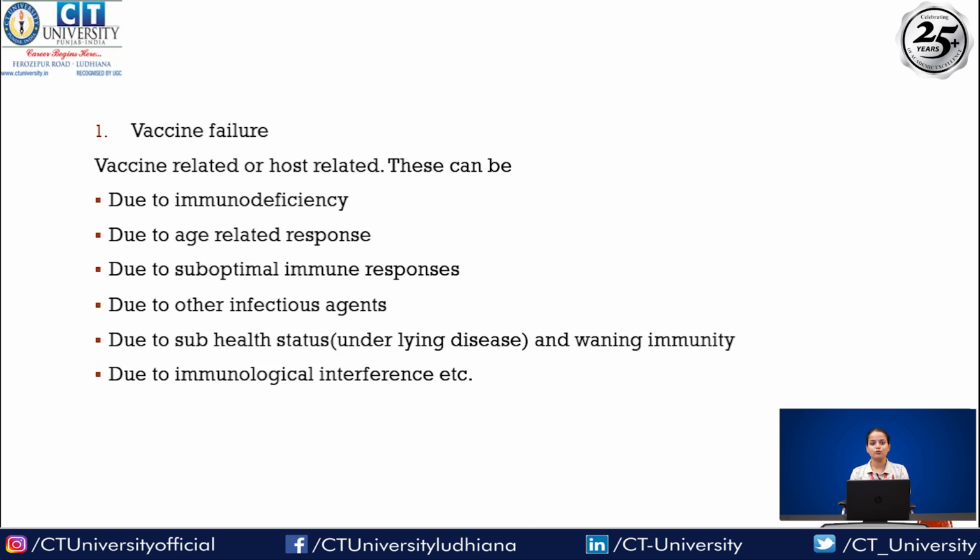There are age-related responses also, because in old age people, there is very little action exerted by a vaccine, because several factors come with growing age, and the organs start diminishing their action, so that could be the reason. Third is due to suboptimal immune response, where your body is not exerting an optimum response towards that vaccine. Then next is due to other infectious agents. Maybe if you are taking the vaccine, there are some infectious agents present in your body. Then due to sub-health status, maybe there is some underlying disease in the body that also leads to vaccine failure. And the last one is due to immunological interference.